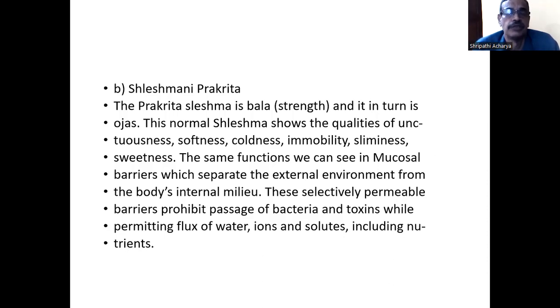Shleshmani Prakrita Prakritastu Balam Shleshma Kuto Malavachate Sachaivojaha Smritahakae. According to this reference, Prakrita Shleshma is Bala or strength, and it in turn is Ojas. Normal Shleshma shows the qualities of unctuousness, softness, coldness, mobility, sliminess, and sweetness. The same functions we can see in mucosal barriers. They separate the external environment from the body's internal milieu. These selectively permeable barriers prohibit passage of bacteria and toxins by permitting flux of water, ions, and solutes, including nutrients.